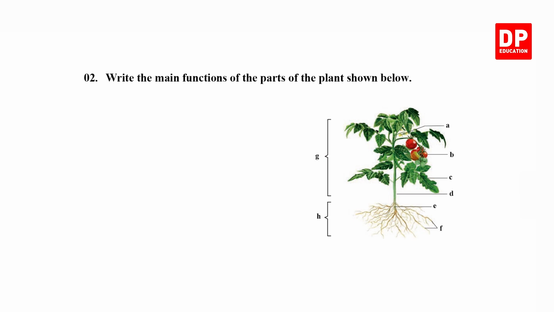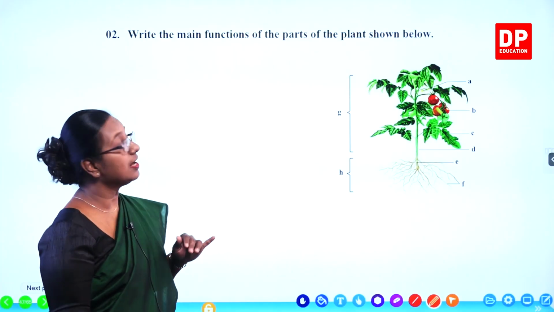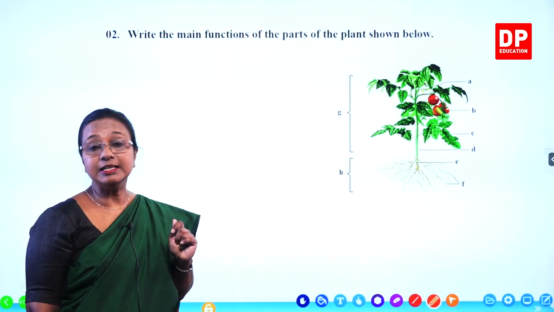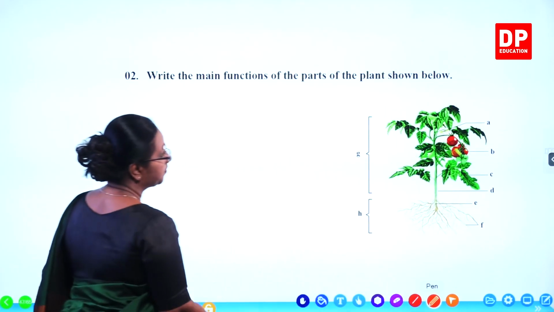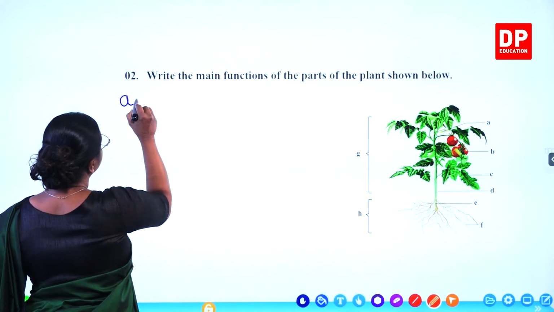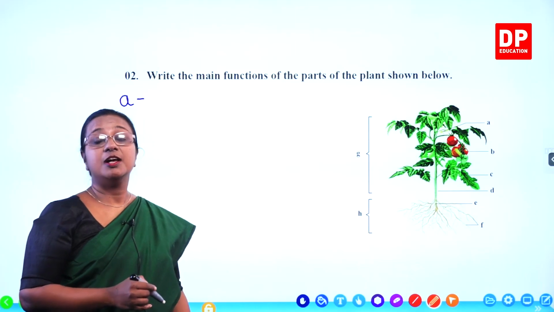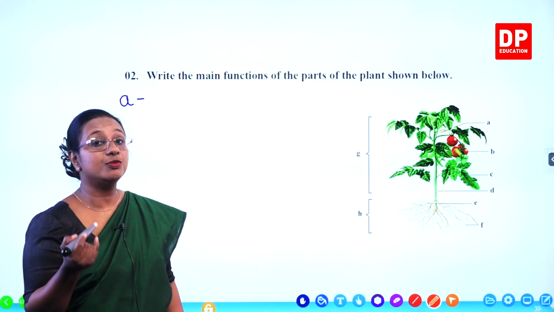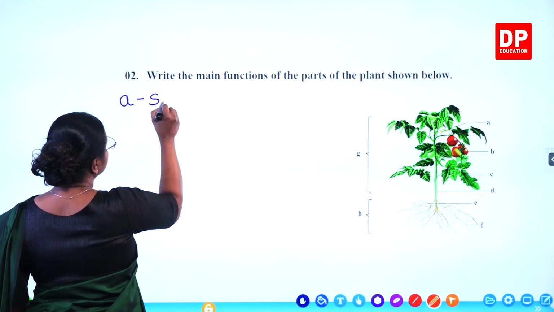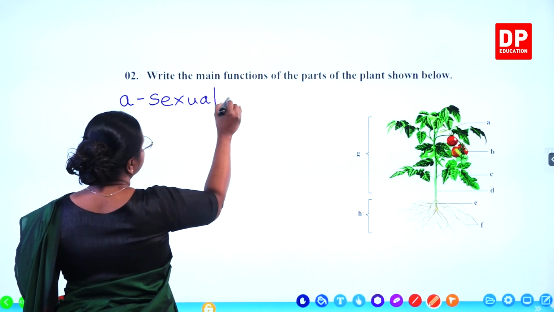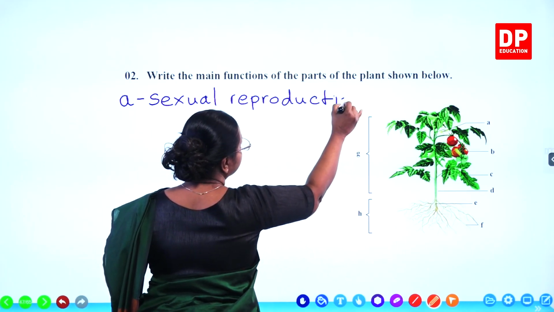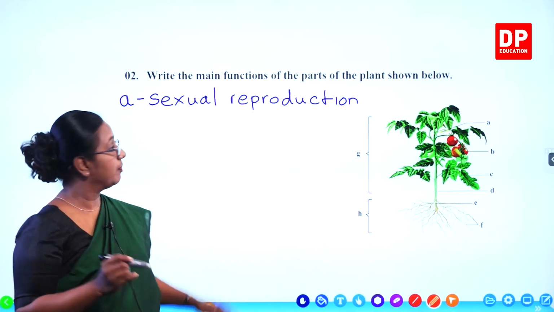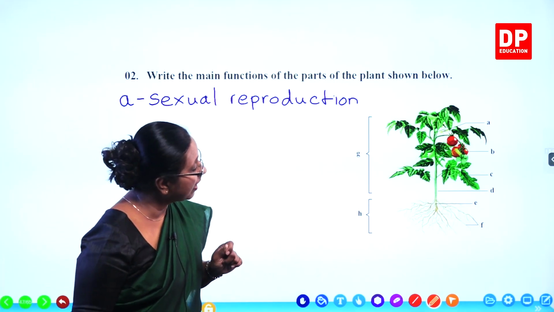Write the main functions of the parts of the plants shown below. So all the parts are given to you. You have to write the main functions. I will start with part A. So part A is what? That is the flower. Flower is involved in sexual reproduction. You don't have to write a long answer. You can write it in a short form. Sexual reproduction is carried out by flowers.